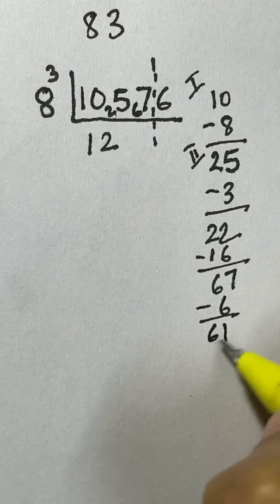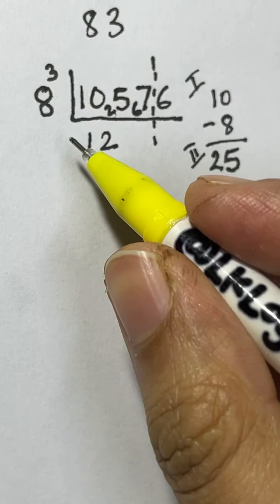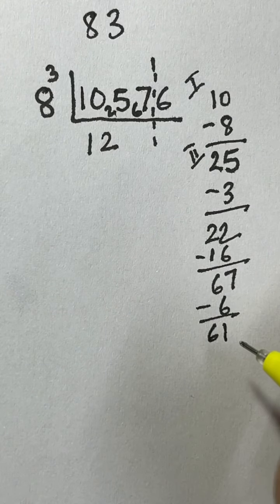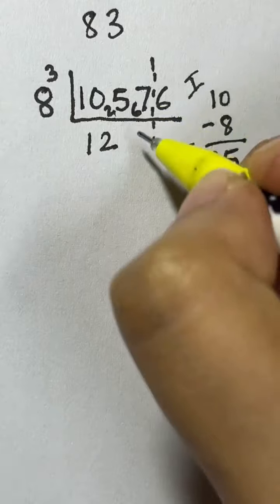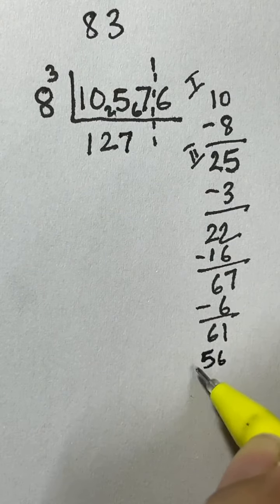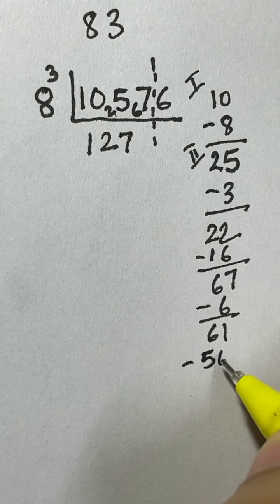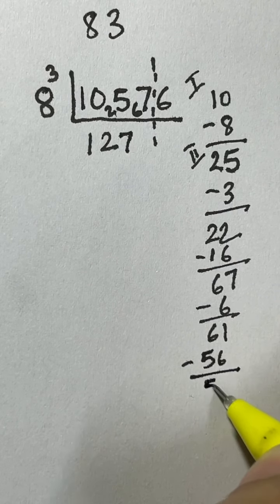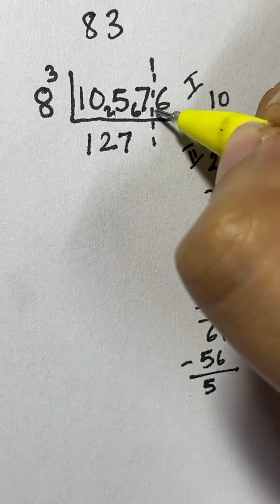Now check whether this number comes in the 8 times table or not. 8 times 7 gives you 56. So we are going to write down 8 times 7 as 56. So 61 minus 56 gives you a remainder of 5. This is carried over to 6.